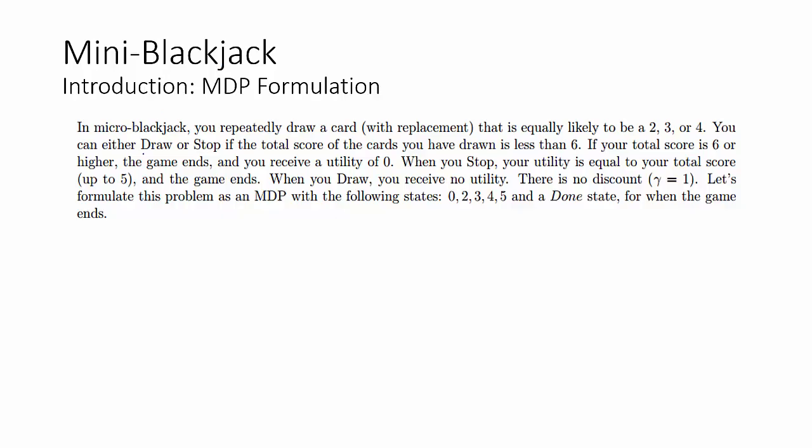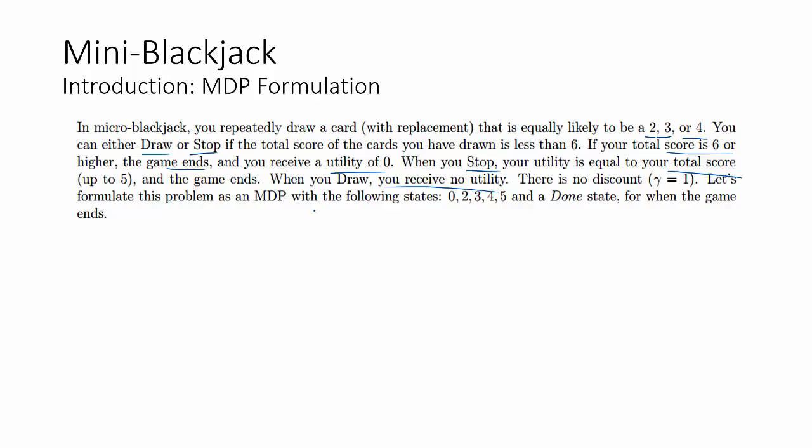Every turn, you can either draw or stop. If you draw, you have an equal chance of getting either a 2, a 3, or a 4. And you get no immediate rewards when you draw. If you stop, you get a reward equal to the total number of points that you have in your hand. And if you have 6 or more points in your hand, the game immediately ends and you receive a utility of 0. So we can formulate this as a Markov decision process.